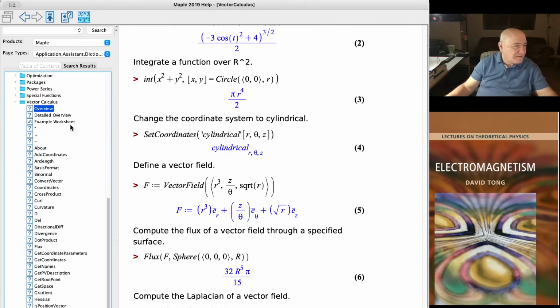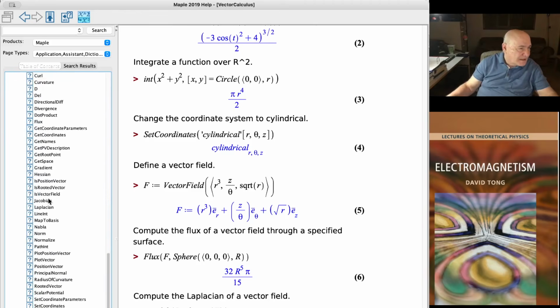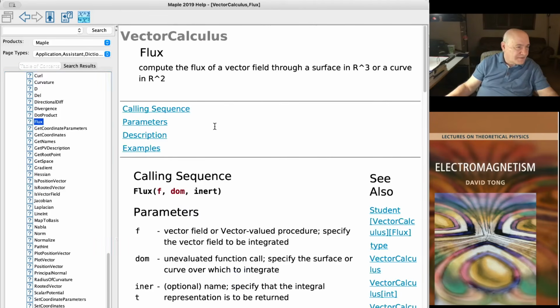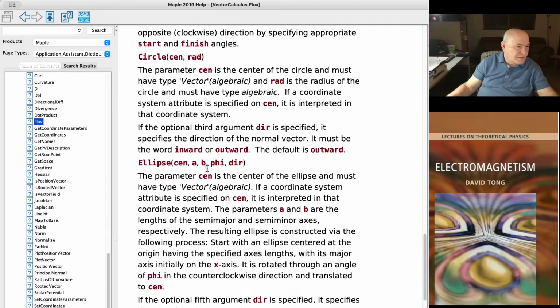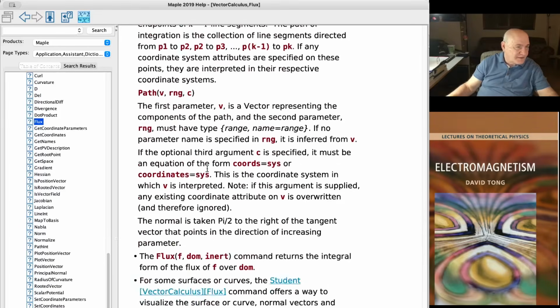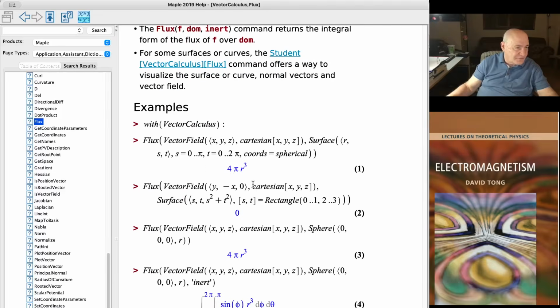So I go back here on the left side, and I'm going to look for the flux. And now it will tell me exactly how to use flux, and it will give me much more information than I want. I usually just go to the examples. From the examples, you can figure everything out.